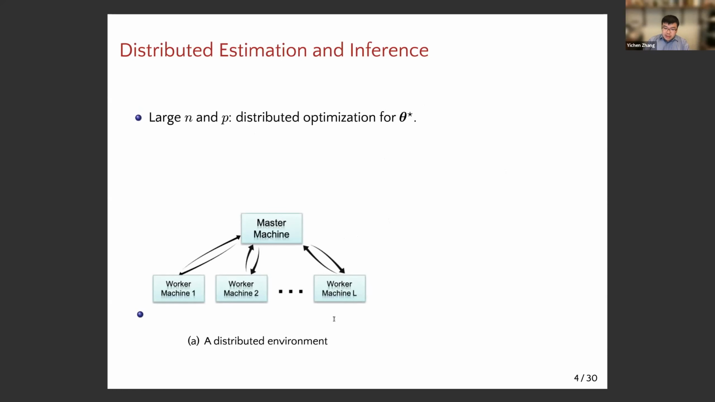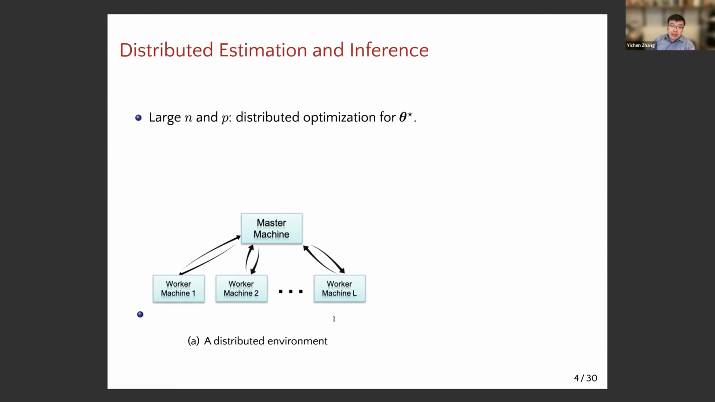Okay, so that's for the background. Thanks to the development of big data, we are now dealing with data sets with both large n and p. So in this talk, we are interested in distributed estimation and inference for theta star when the sample size and the dimension are both large. A typical distributed system, or distributed environment, will look like this.